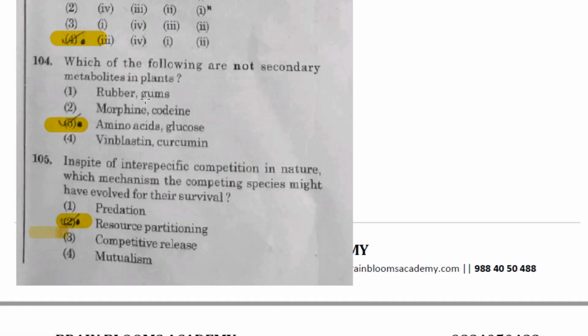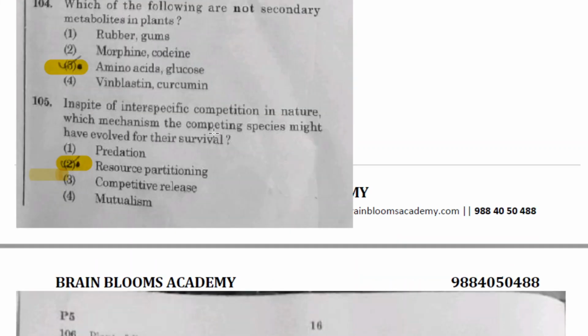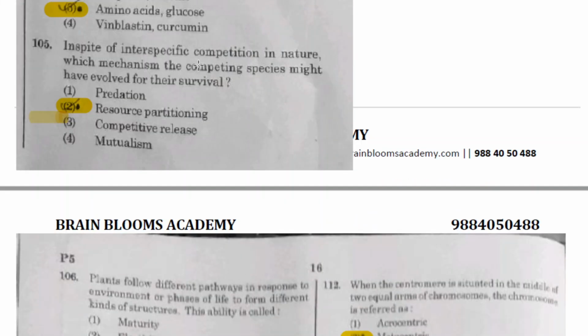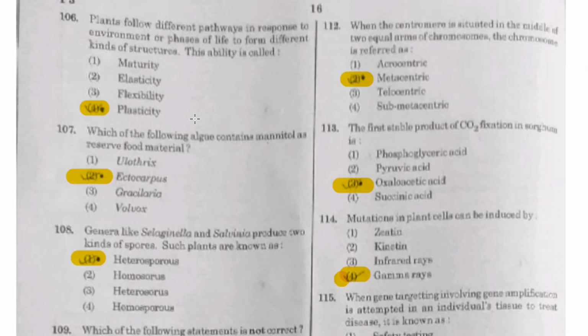Very easy question. Which of the following are not secondary metabolites in plants? Secondary metabolites means rubber, gums and all this. Amino acids and glucose are primary metabolites. In spite of interspecific competition in nature, which mechanism might the competing species have evolved for their survival? How could they have gone on? Resource partitioning. Then only they could survive. Otherwise they could have been evaded away from the population.